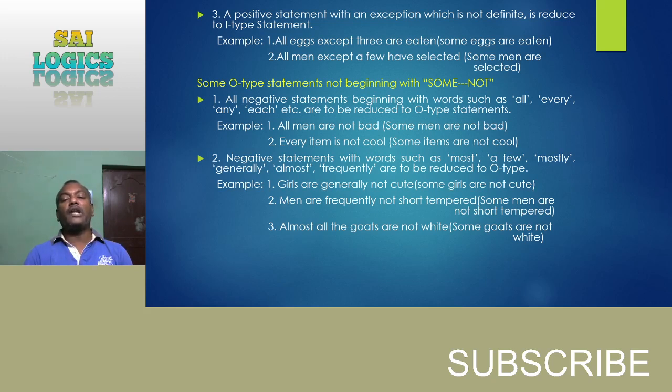Men are frequently not short tempered. Frequently means the word has been used which is giving a particular information. Not is used, so the statement is a negative one. So we can reduce it to some not. We can write it as some men are not short tempered. And the third example, almost all the goats are not white. Not is used and almost is used. So it can be reduced to some goats are not white.